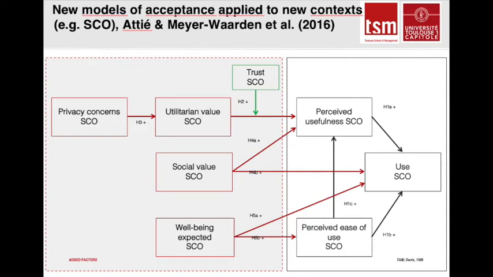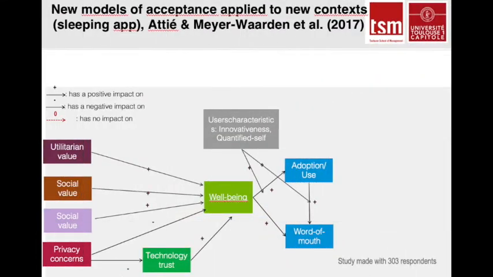So we can see that privacy concerns impact negatively utilitarian value, which influences positively perceived usefulness. So the higher the utilitarian value, the higher the usefulness. It is the same for social value that influences directly perceived usefulness, and well-being, which influences usefulness and perceived use. All of them influence subsequently the final output variable, use of smart connected objects. We see that trust moderates positively the impact of utilitarian value on perceived usefulness. In other words, the higher the trust, the higher the impact of utilitarian value on perceived usefulness of smart connected objects.